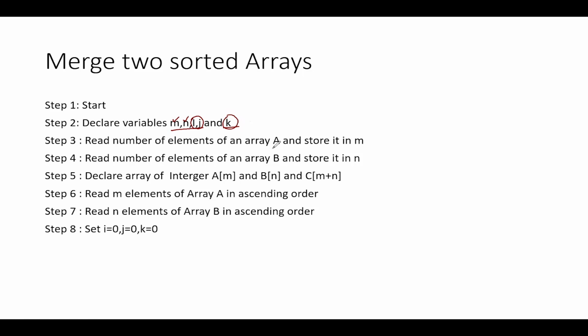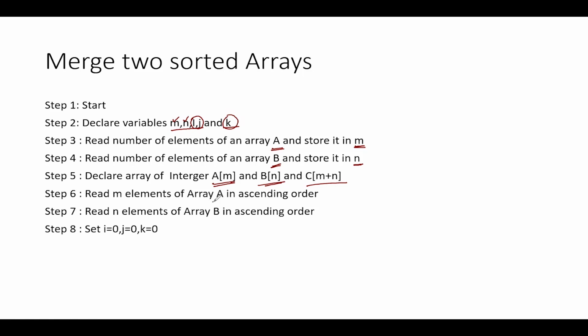Read the number of elements, that is the value of m. Okay, m is the number of elements in A, and n is the number of elements in B. And also we are going to declare the arrays, which are A of size m and B of size n, and C, of course, is the output, which is going to be the addition. Since we are merging, the size is going to be the addition of m plus n.